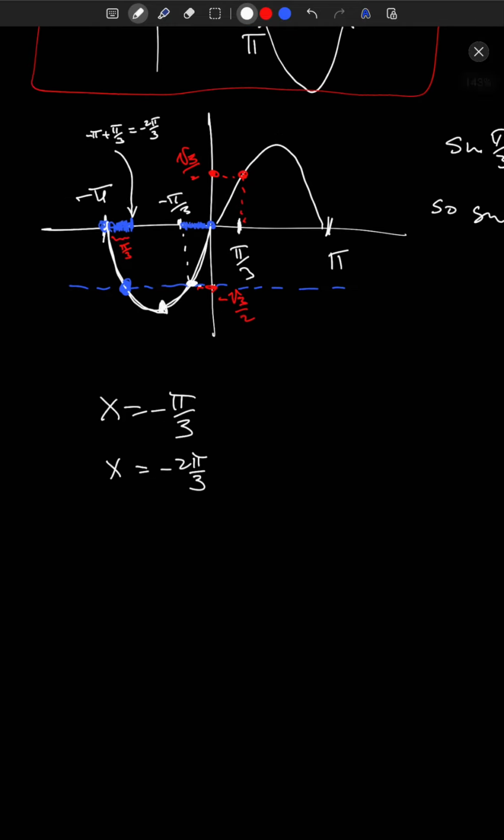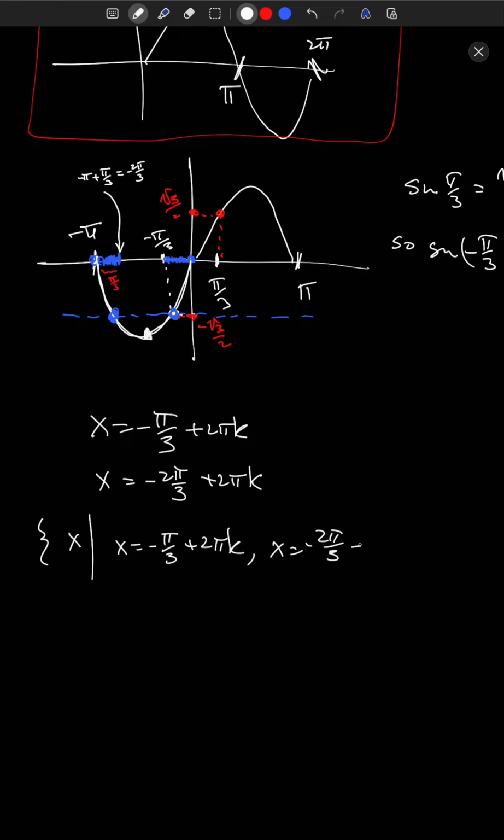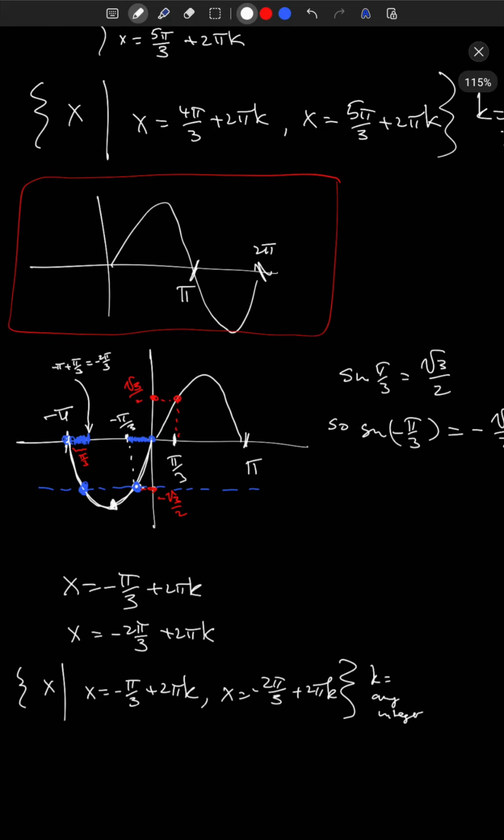Now we can replicate these solutions by shifting by 2 pi, plus 2 pi k, and that gives me all the other solutions. If I did it this way, I would express my solution like this: x equals minus pi over 3 plus 2 pi k, x equals minus 2 pi over 3 plus 2 pi k, and again, k equals any integer. So you could do this either way.